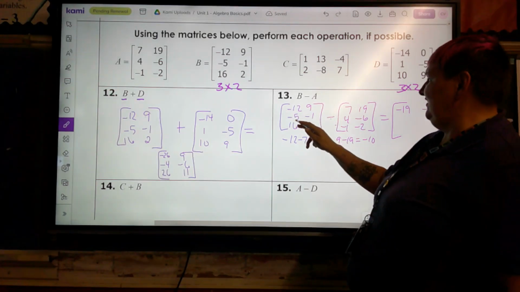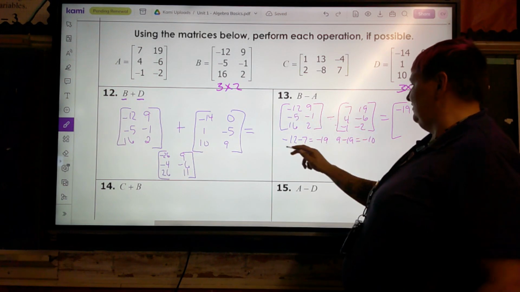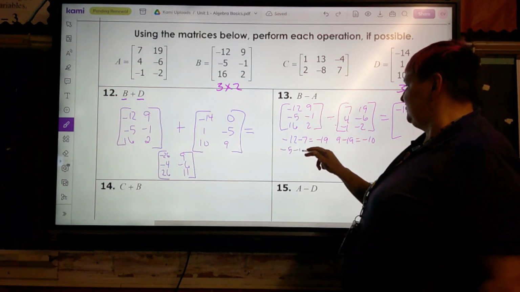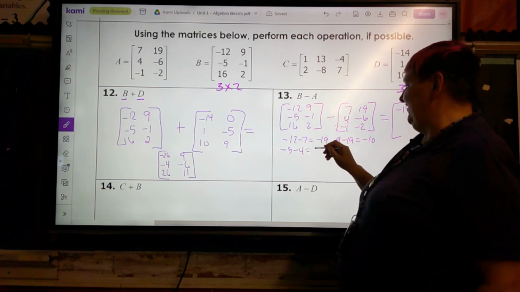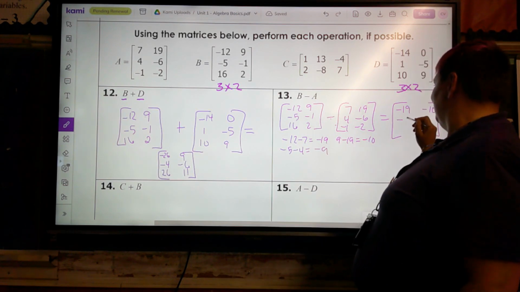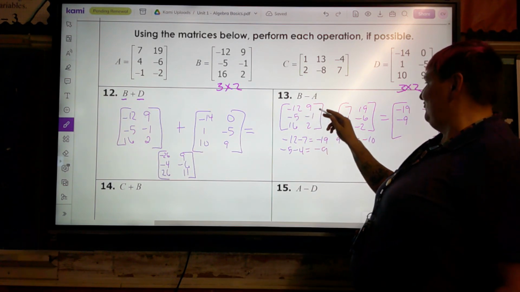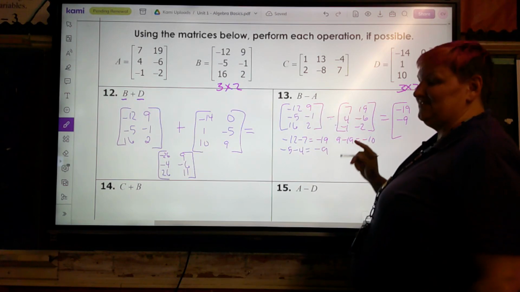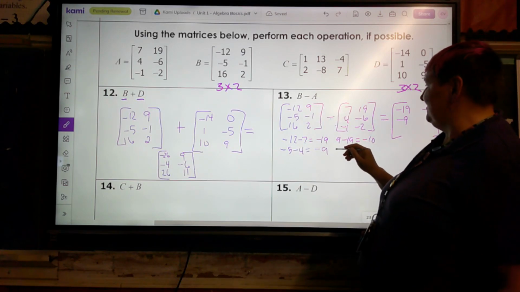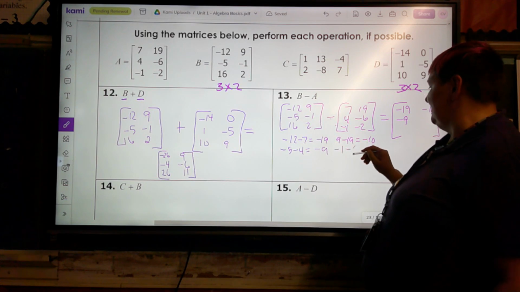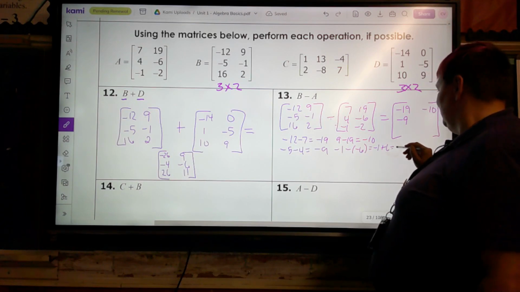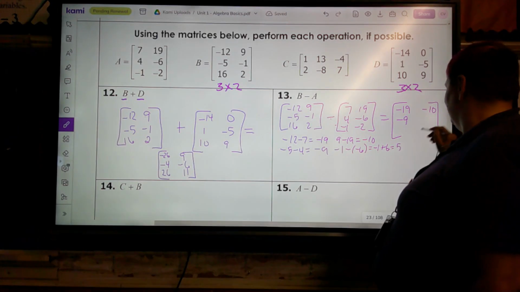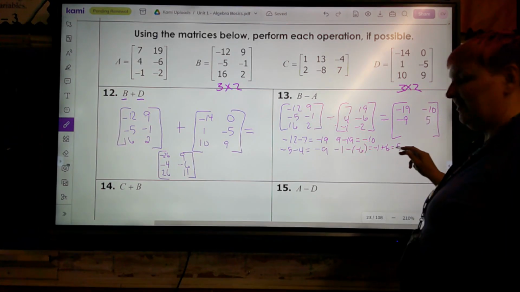And then we have negative 5 minus 4. Negative 5 minus 4 is negative 9. And then we have negative 1 minus a negative 6. Be careful with your double negatives. Negative 1 minus a negative 6 is negative 1 plus 6, which is going to be 5. This is why I said to be careful with your negatives.